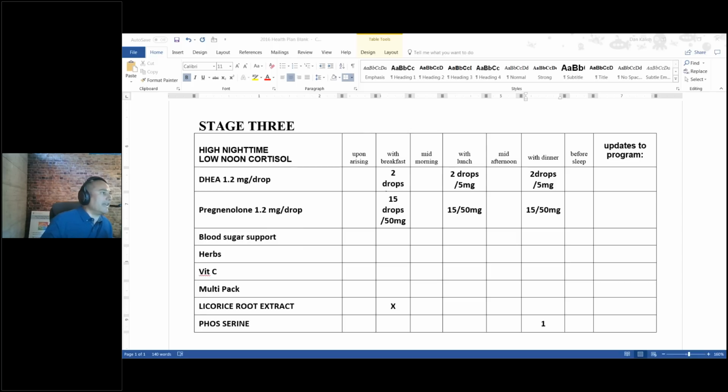Edit is asking, if someone comes to you already on pregnenolone and DHEA, how long do they need to be off them before you test it? Three days. You can do longer, but three days is enough.